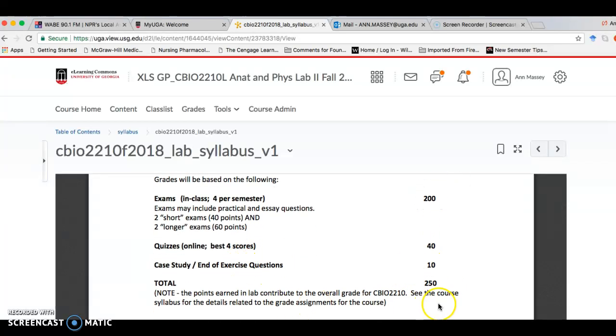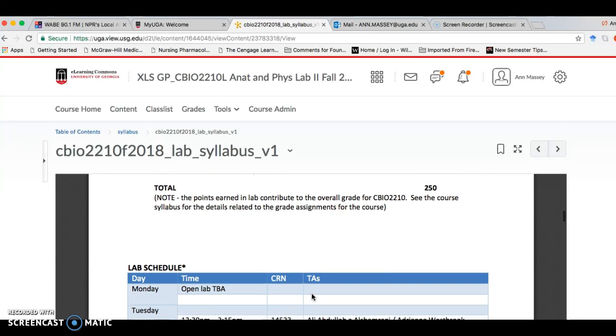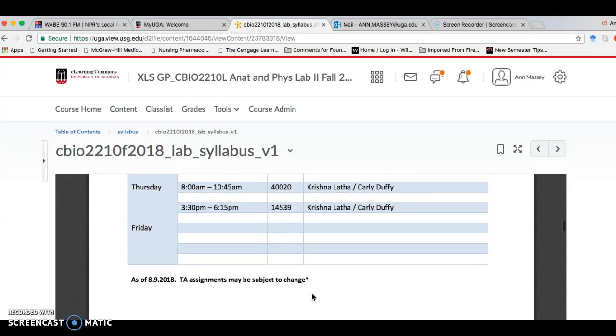Lab is still worth 250 points out of 1,000 points, or 25% overall, and we still are going to have 200 of those points be allocated to lab exams, 4 lab practicals again this semester, 2 short and 2 long, and the rest of the points will be divided between quizzes, and I have here case study or end of exercise questions. The next thing is the lab schedule, and you all should be there on our lab schedule.